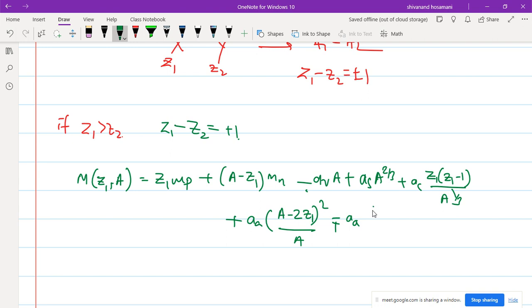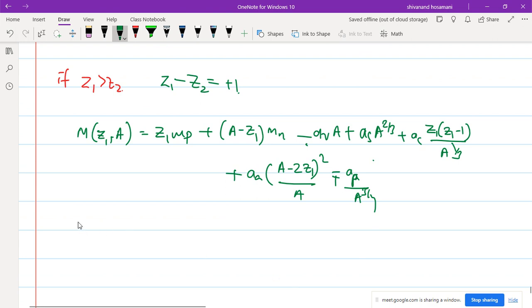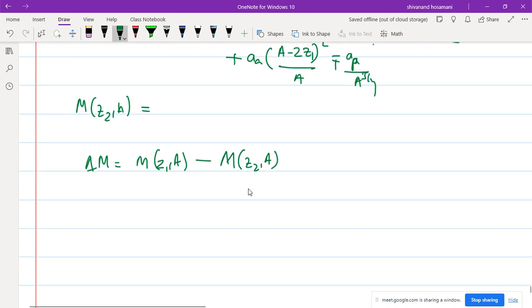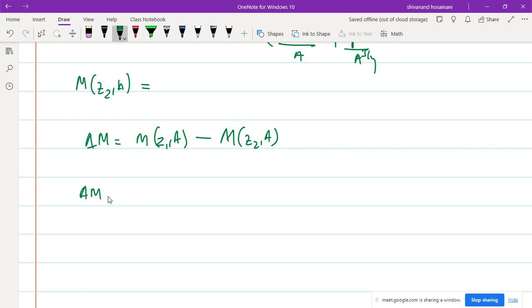Similarly, write the same nuclear mass for Z2 with A, but now you need to take the difference. The mass difference is given by delta M equals mass of the element Z1 with A minus mass of the element Z2 with A. Here it is defined as delta M equals mass of the proton minus mass of the neutron plus AC times Z1 minus 1 divided by A power 1 by 3, where we substitute Z1 equal to Z2 plus 1, or Z2 equal to Z1 minus 1.